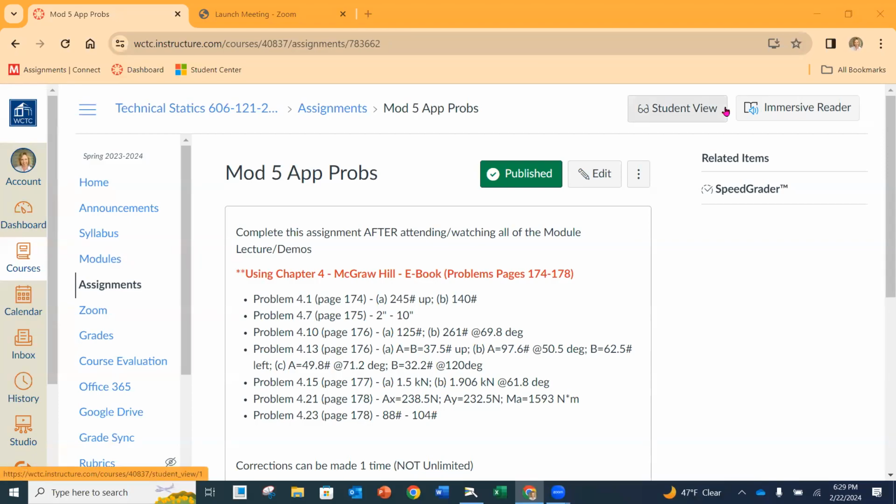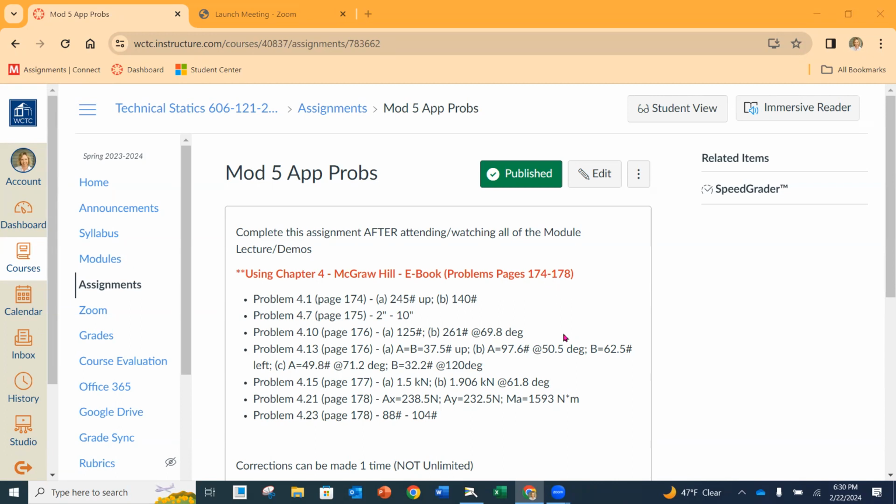Okay, so I thought we would take a little bit of time here to look at some of the application problems that you have assigned that you would be ready to do now that we've gotten through all of the practice problems for Module 5. The application problems that I have for you are going to be found on pages 174 to 178 in your McGraw-Hill ebook, okay?